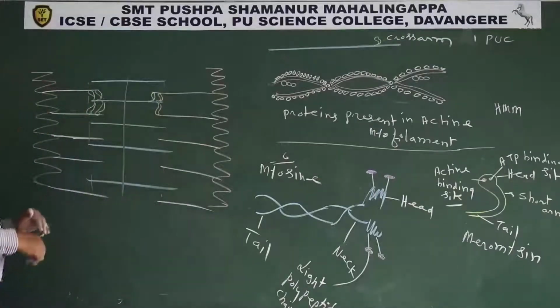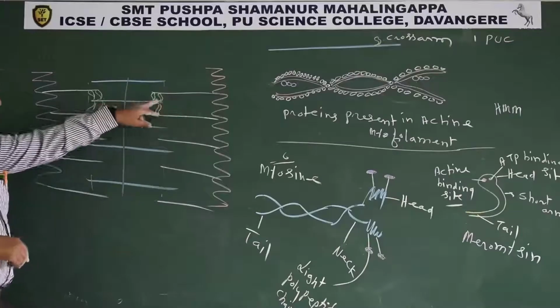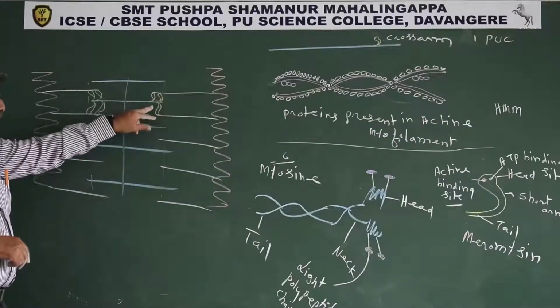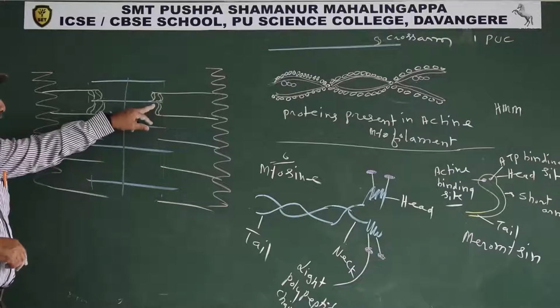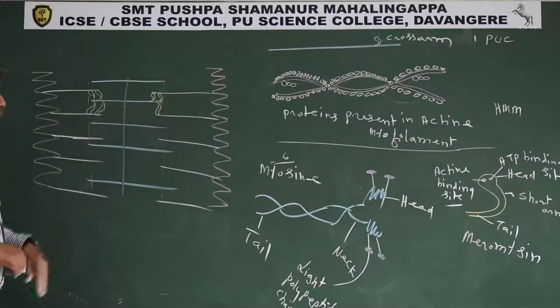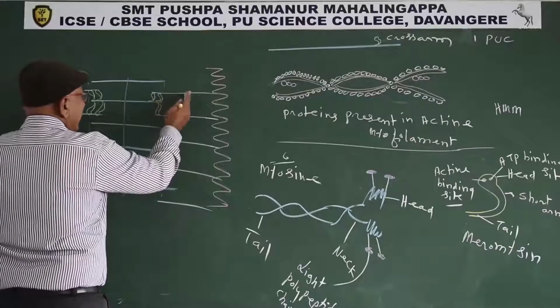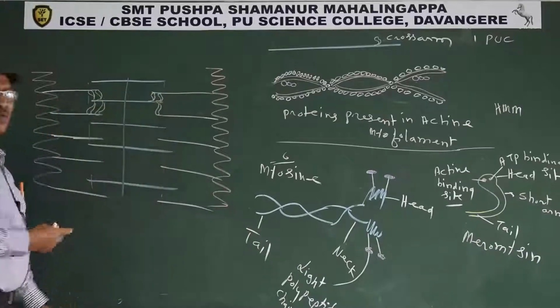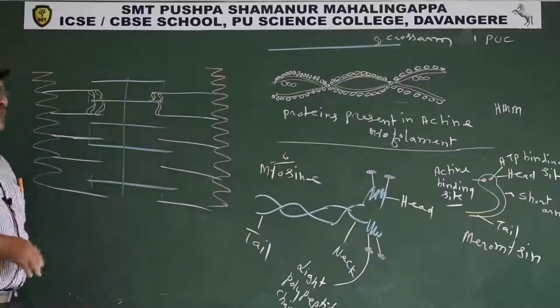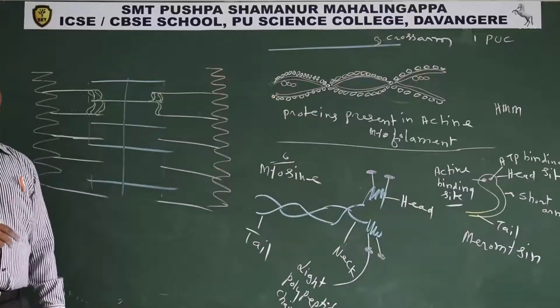So, due to pulling, what happened? The actin filaments slide over. Now, only in the peripheral part, the actin filaments slide over myosin. Due to continuous pulling, the actin filaments slide over the myosin filament. So this theory is known as the sliding filament theory.